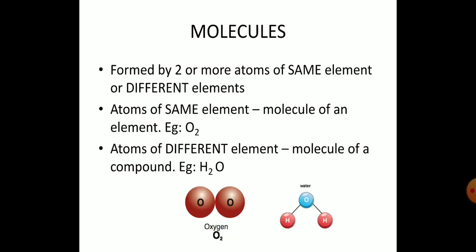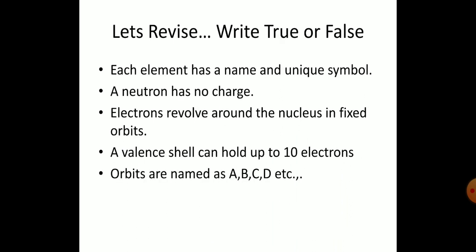Now, what are molecules? We have already seen the definition many times. Molecules are formed when 2 or more atoms of the same element or of different elements combine. If it is of the same element, it is called a molecule of an element, and if it is of different elements, it is called a molecule of a compound. Same element, for example O2. Different elements, for example H2O, because one is hydrogen and another is oxygen. 2 atoms of hydrogen and 1 atom of oxygen, so 3 atoms totally form this molecule called H2O. Please go through this slowly.